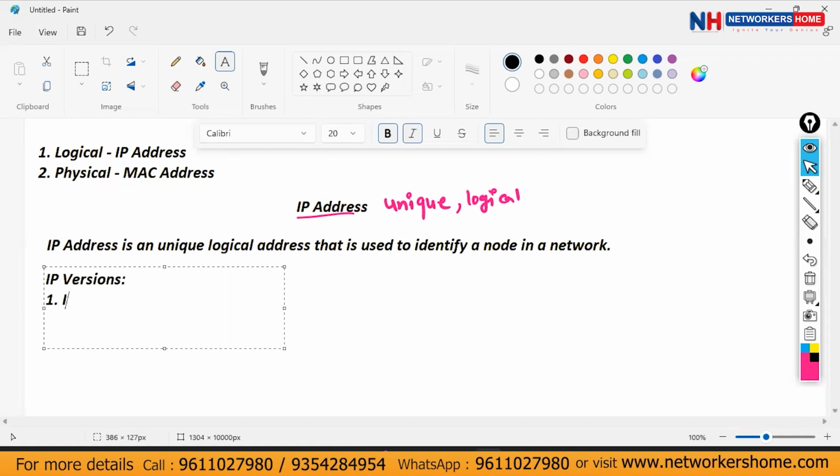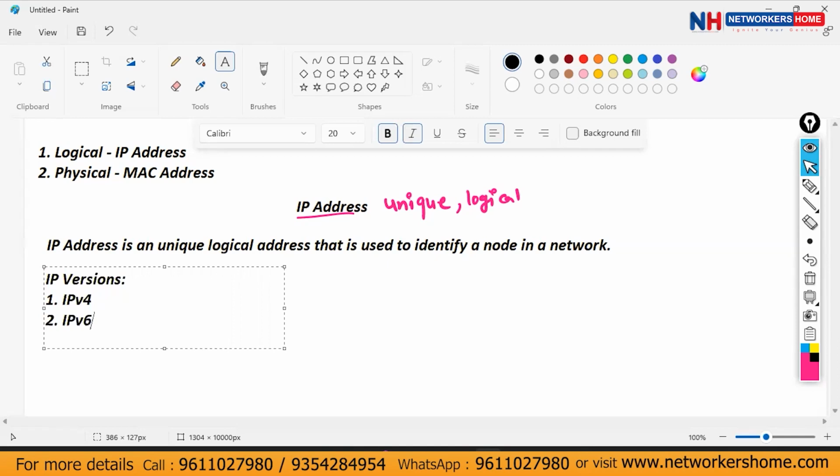First is IPv4 and second is IPv6. These are the two versions. So what are the differences between the two versions? First of all, IPv4 was designed to address the network, to provide addresses to the entire internet. But IPv4 is not sufficient. IPv4 was designed long back.